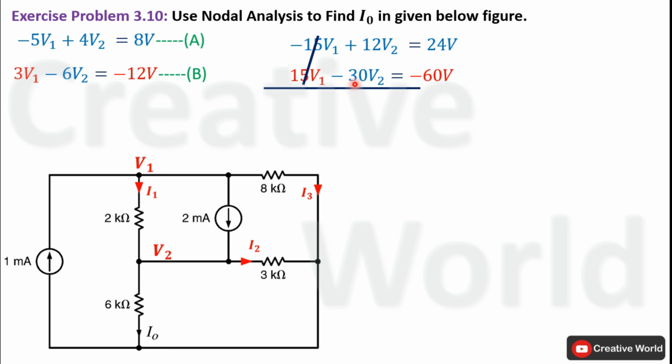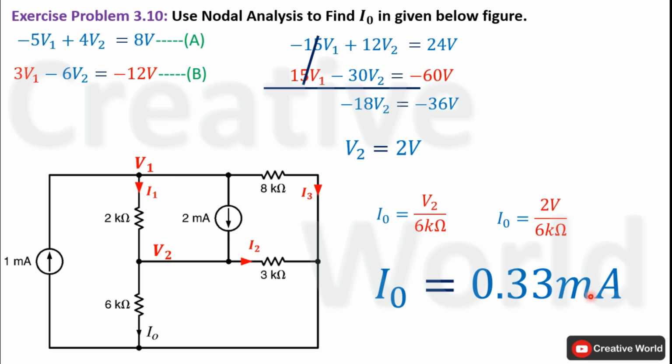Now in order to find out the value of voltage V2, divide on both sides with minus 18. V2 will be equal to 2 volt. After calculating the value of V2, we are able to calculate current I0, that will be equal to V2 divided by 6 kilo ohm. Replace V2 with its value. I0 will be equal to 2 volt divided by 6 kilo ohm. Divide 2 volt with 6 kilo ohm. Value of current I0 will become 0.33 milliampere. So the value of current I0 through this branch in this network is equal to 0.33 milliampere.